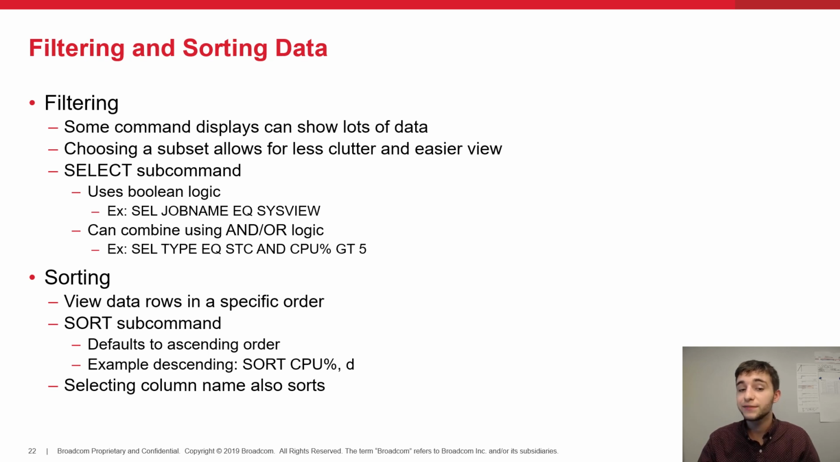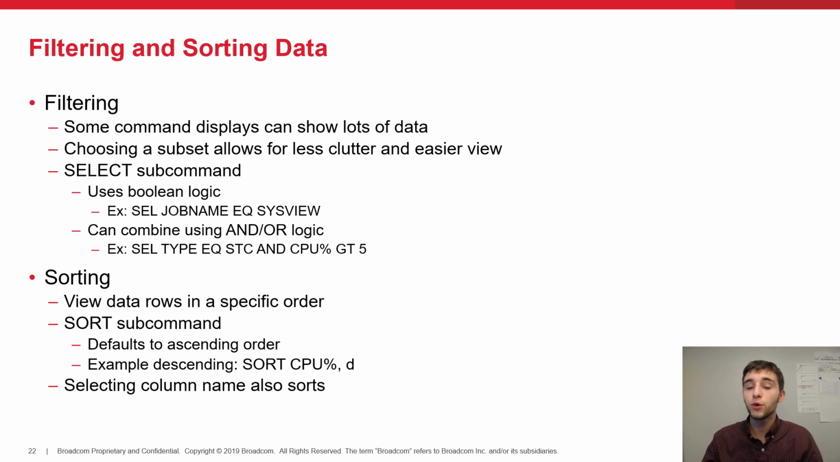When sitting on a SYSVIEW display, you can use Boolean logic along with the select command in order to create custom filters. For example, on the activity screen, you can use the command select followed by the column name you want to filter on, job name in this example, followed by a relational operator, followed finally by the value that should be used to filter. Multiple filters can be combined using AND or OR logic.